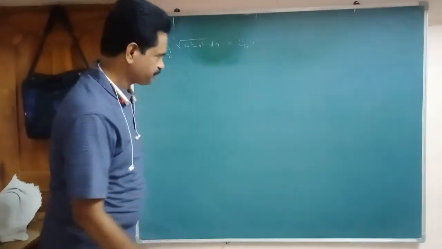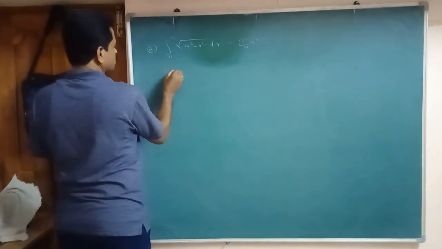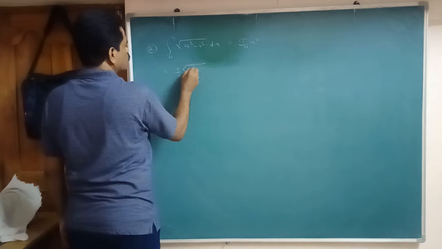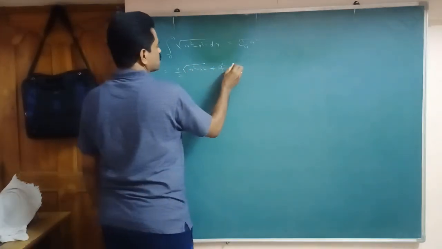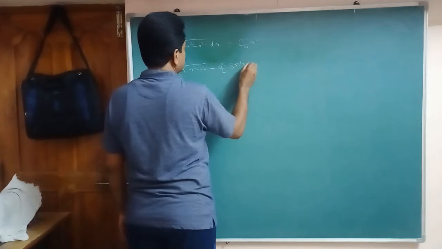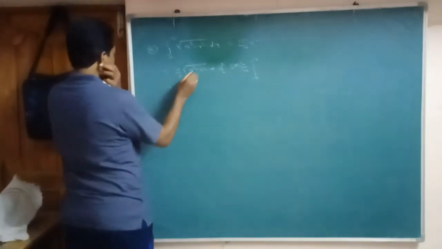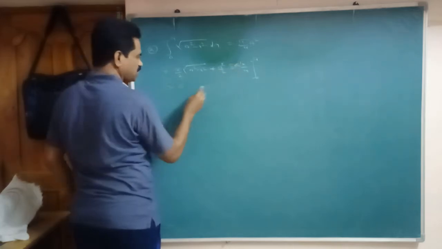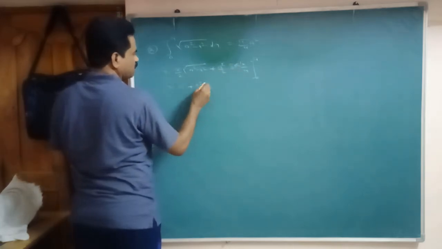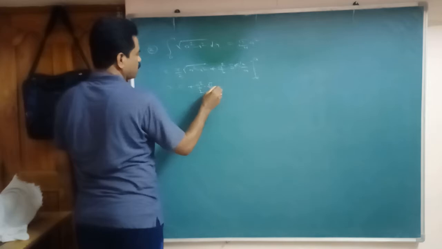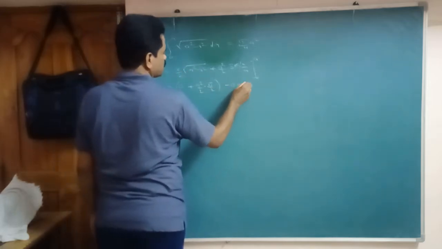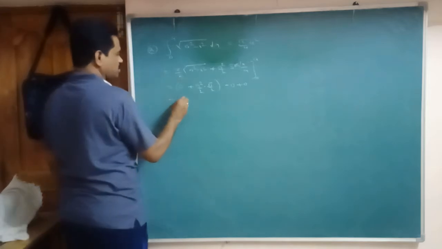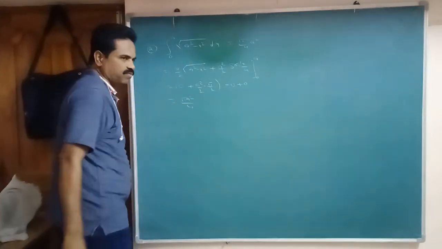Apply the formula here. This equals x by 2 under root a square minus x square plus a square by 2 sin inverse x by a, with limits 0 to a. Substitute the upper limit: a minus a is 0, then sin inverse a by a. A by a is how much? Sin inverse 1 is pi by 2. Next, minus, the lower limit gives 0, and sin inverse 0 is also 0. So this value is pi a square by 2 into 2, that is pi a square by 4.